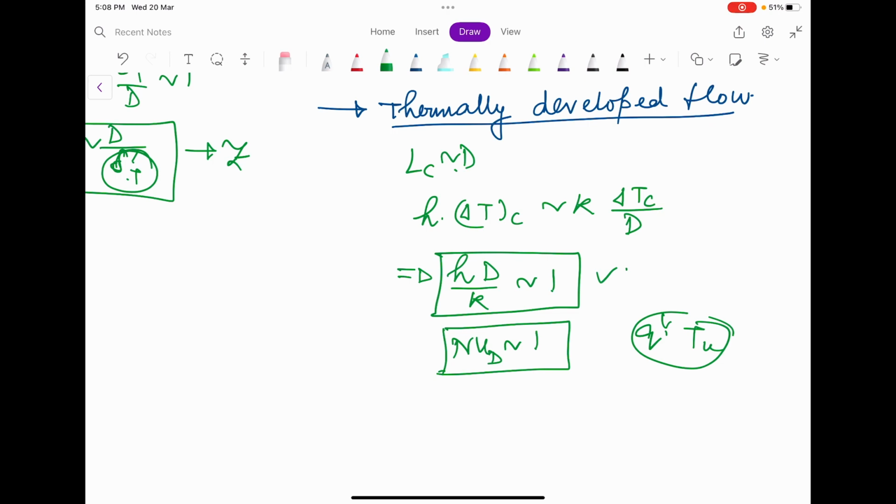Okay, and if this is of the order of 1, then h is of the order of k by D, and k is also a constant and D is also a constant. So if k and D are constant, then h is also a constant. So h should be also constant. This you should remember, that obviously I will show you there are other mathematical descriptions also in terms of the non-dimensionalized temperatures, but this is the fundamental definition, that the Nusselt number will not change with Z. Okay, this you should keep in your mind. Okay, that we can show by the order of magnitude analysis.